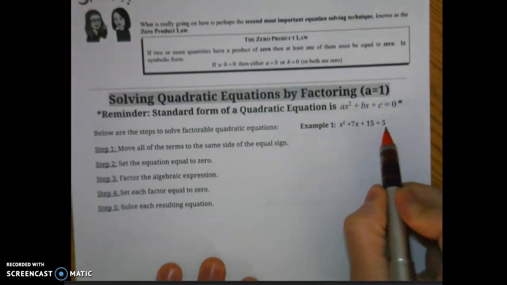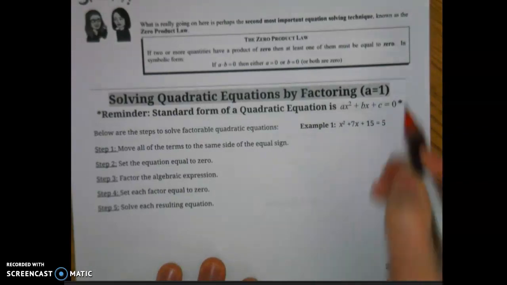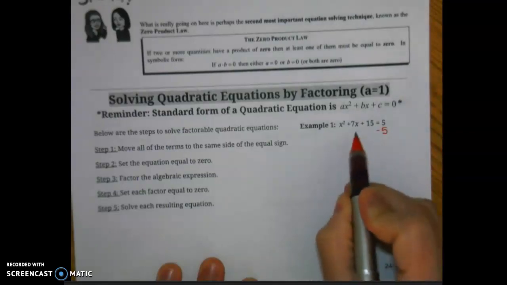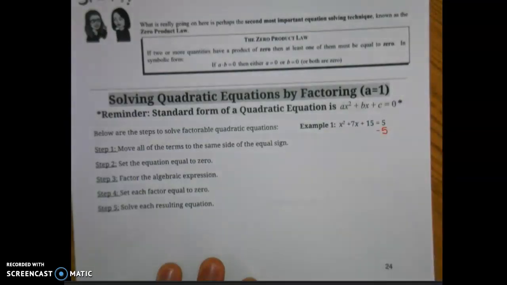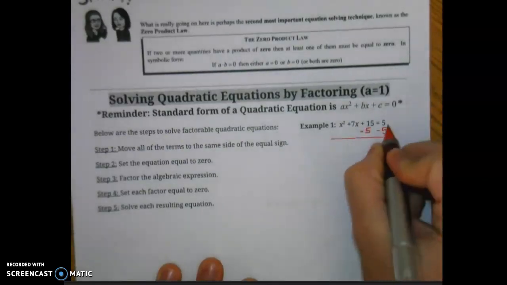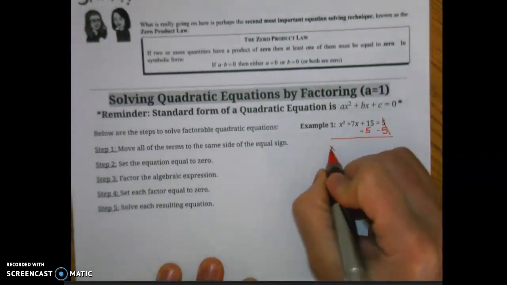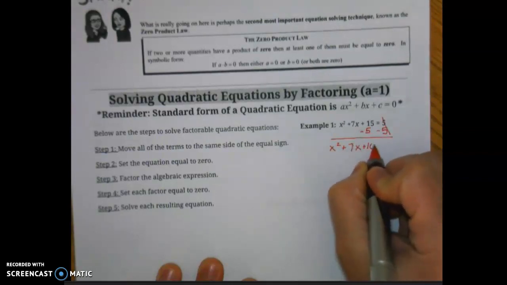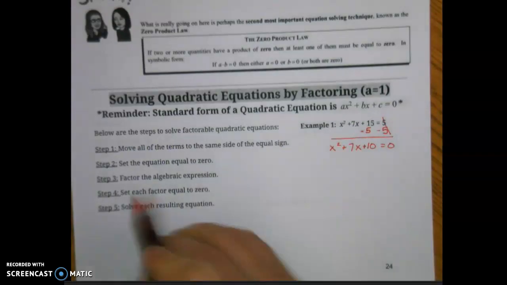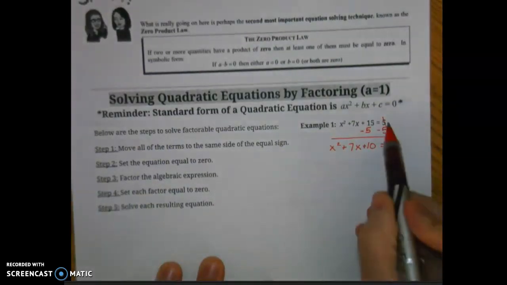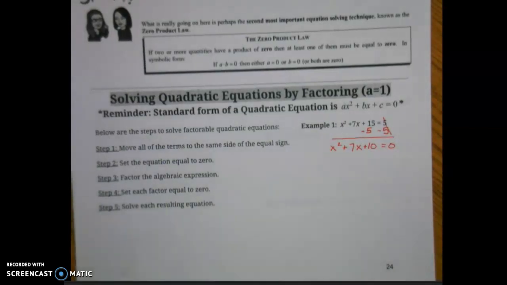So here I just have this 5 on the right-hand side. I'm going to move it by subtracting it from this side. And then if I can subtract from any like terms over here, I will. Otherwise, it'll just go at the end. So I'm going to put it underneath the plus 15. Okay, so here we cancel, and I have x squared plus 7x plus 10 is equal to 0. So step 2 says to set the equation equal to 0, but I did that by doing the 5 minus 5. Okay, so now I am ready to solve by factoring.